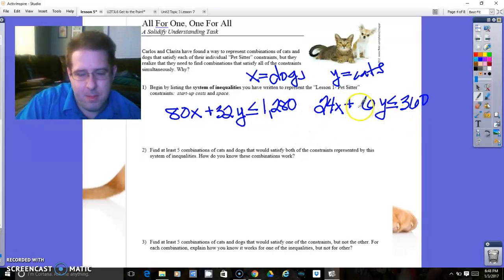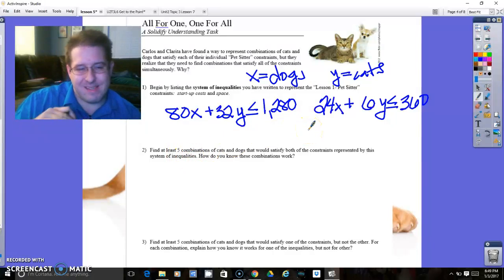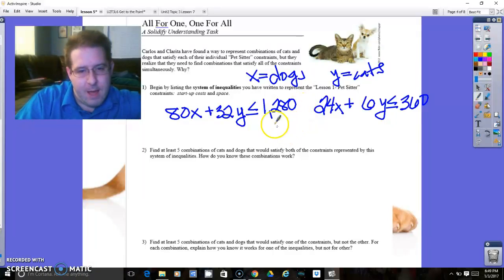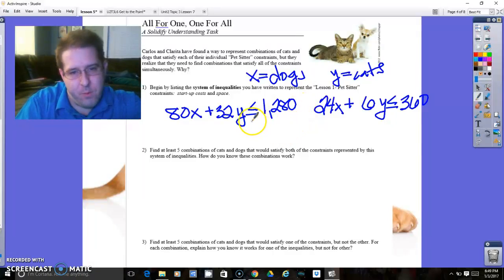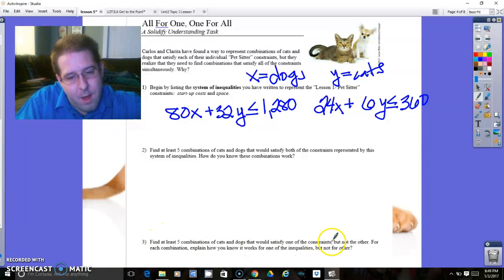But there were no numbers that are going to meet both criteria. So when it says find at least 5 combinations of cats and dogs that satisfy both of the constraints represented by the system of inequalities, what we're looking for is that nothing's going to be exact, but there are a lot of different answers. I almost said infinite, but that's not true because it's a discrete question. It's not infinite, but there are a lot of answers, like 1, 1, 2, 2, 3, 3, 4, 4. And you don't have to be so obvious about your answers. There are going to be some things like 10, 10, which is going to be pretty close, but it's going to meet the space and the money constraint as well. So those are some of the answers we talked about in the past. Finally, these 5 combinations of cats and dogs that satisfy one of the constraints.